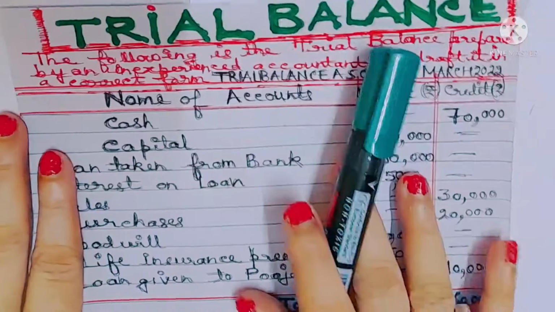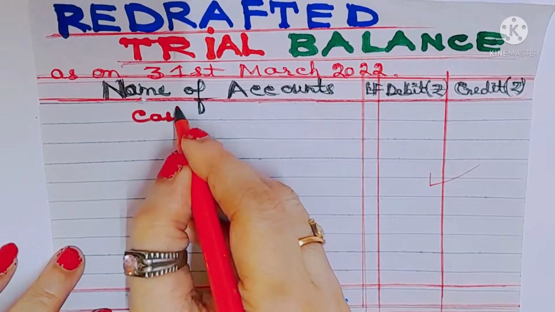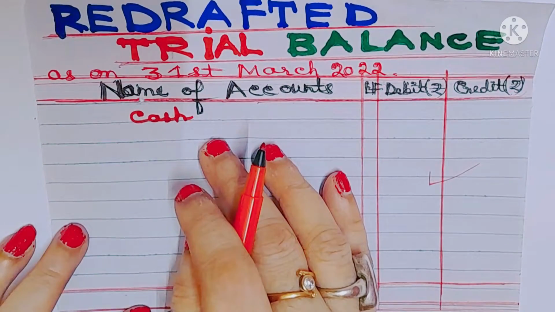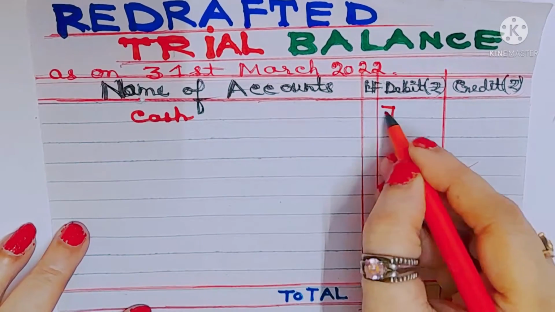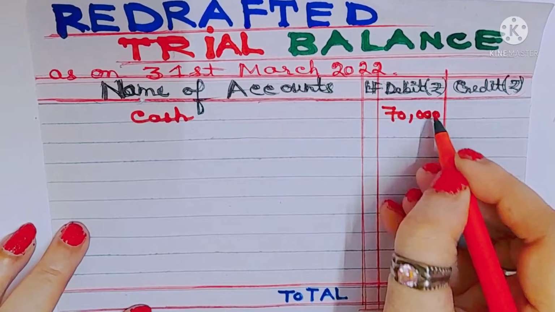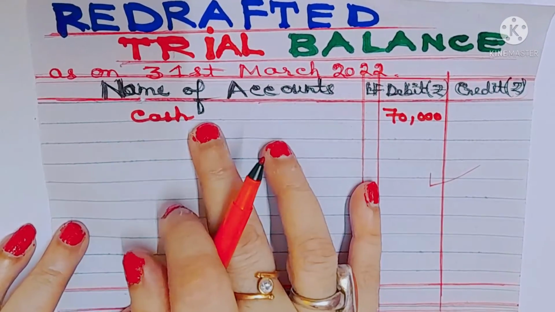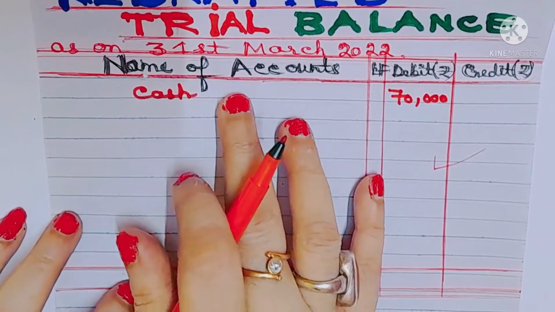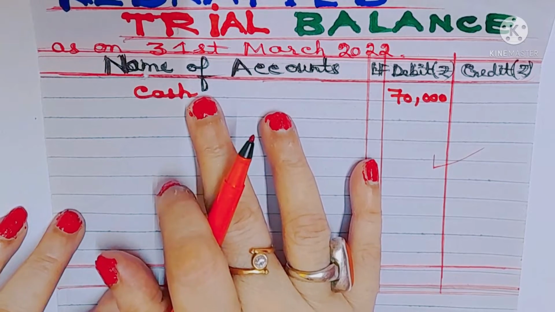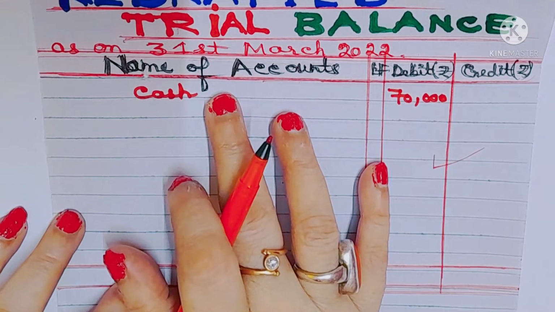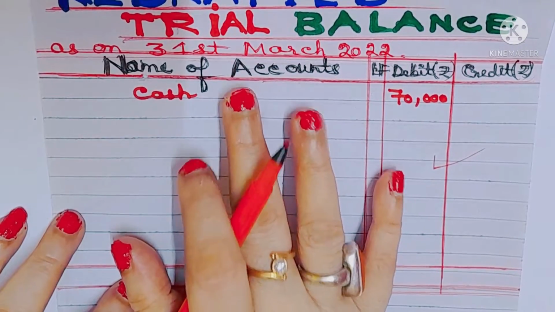So let's write cash, 70,000. It has been wrongly written in the credit column, but cash is a debit balance, so it should be in the debit column. Why is cash debit? Because cash falls under real account. According to real account, what comes in is debit. Here, cash comes into the business, so cash should be debited. Understood? Let's see the next account.